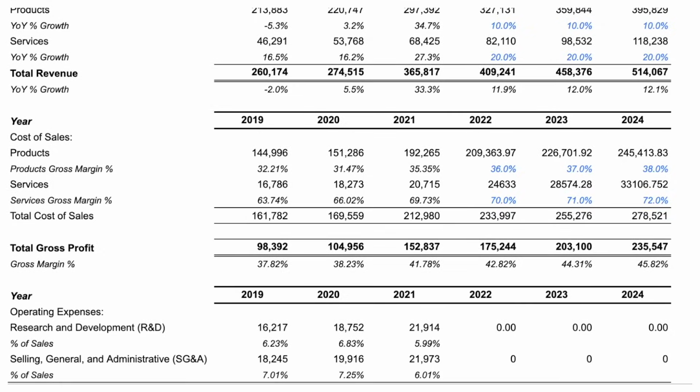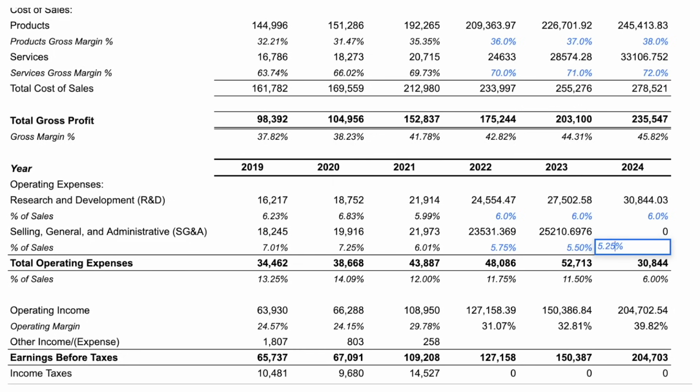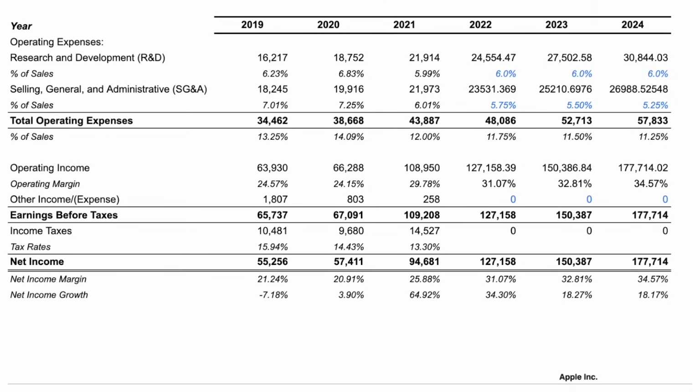Moving down the spreadsheet, I am assuming a constant 6% of sales for R&D and a decreasing SG&A over time, with SG&A as a percentage of sales at 5.75% in 2022, 5.5% in 2023, and 5.25% in 2024. I'm putting 0 for other income and expenses since it's difficult to predict this amount because it isn't core to the business. And then finally, I'm assuming a 15% tax rate.